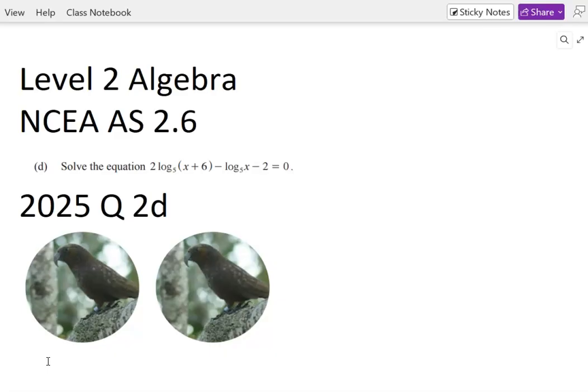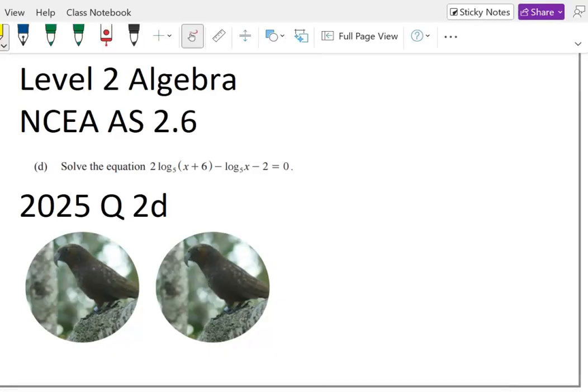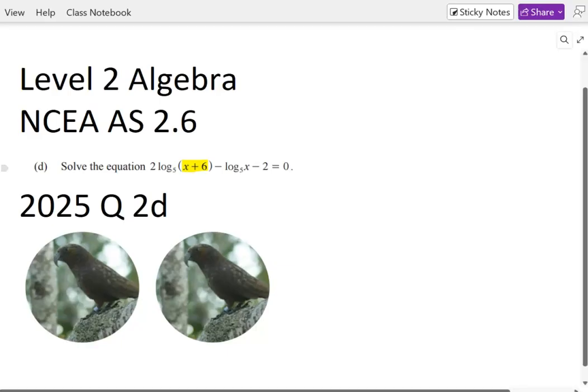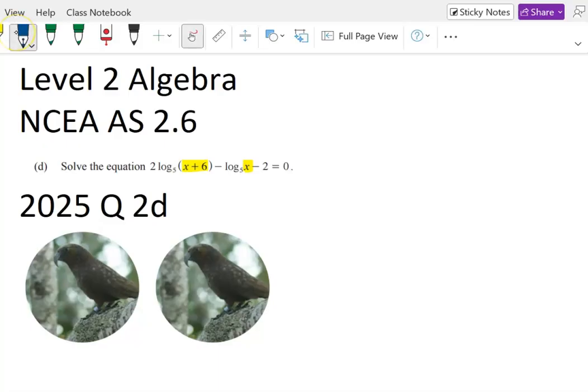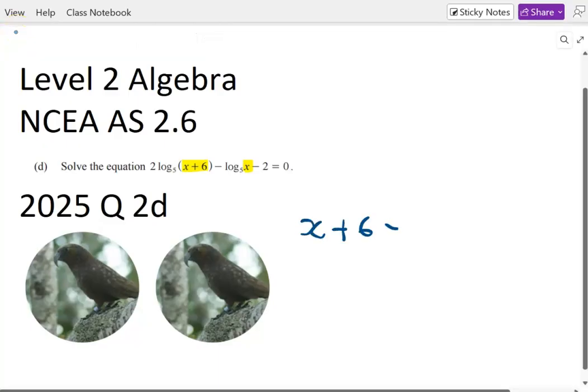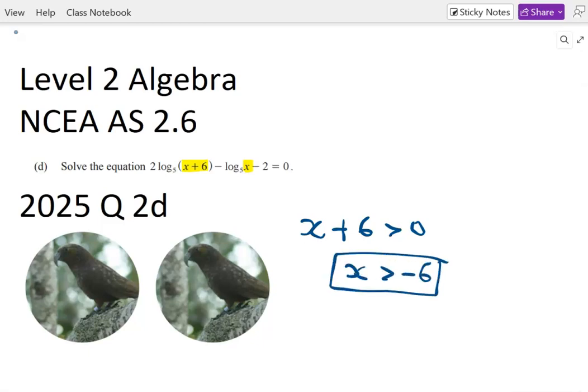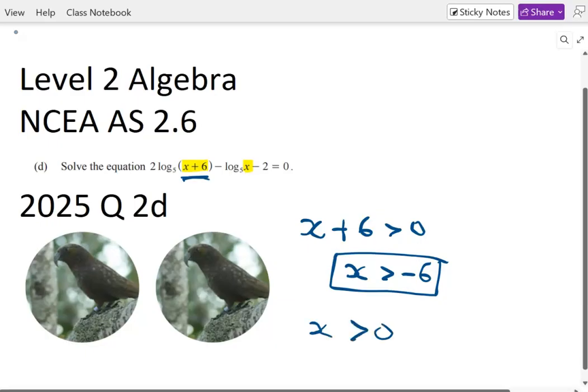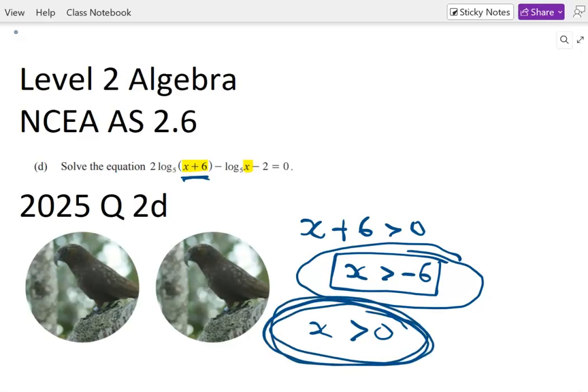The first thing I'm going to look at when I see a log equation is what restrictions we have on our variable. In here we've got 2 log to base 5 of x plus 6 minus the log to base 5 of x. That means right at the start we know that x plus 6 has to be strictly positive, which means x has to be greater than negative 6, and x has to be positive. Actually, the tighter of those two is that x must be positive.